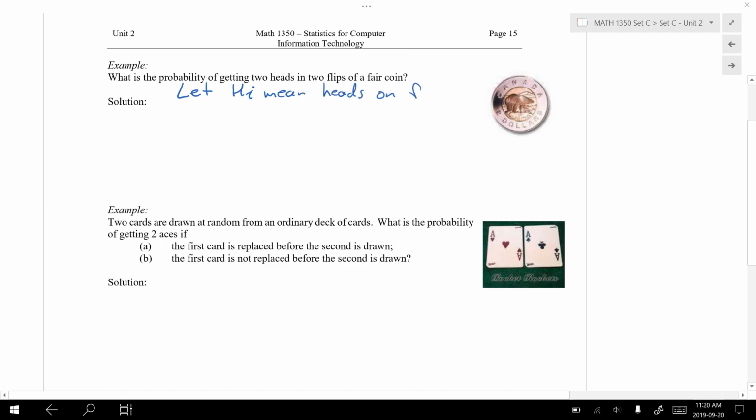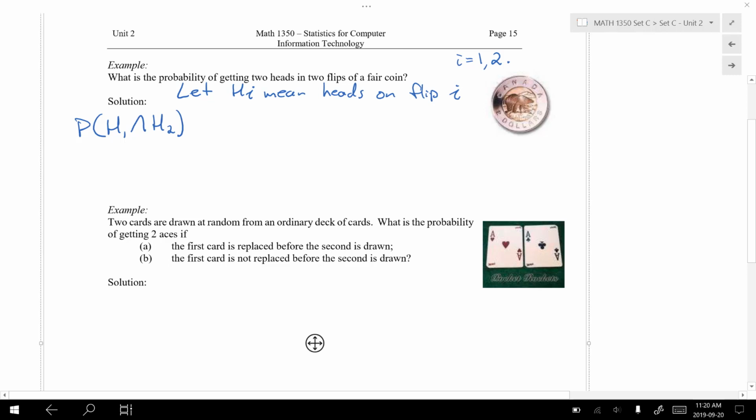On flip i, where i here is either 1 or 2, we're going to have two flips, flip 1 and flip 2. So let's consider the probability of getting heads on the first and on the second.